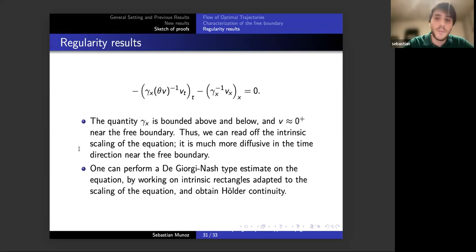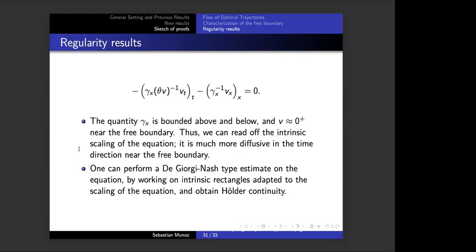And this is the method of intrinsic scaling, which is due to Di Benedetto, and has been used to prove regularity in several different problems. For example, this can also be used to prove Holder continuity for the porous medium equation. Of course, every equation has a different scaling, and this equation has the one I just mentioned. And this is how we get the continuity.